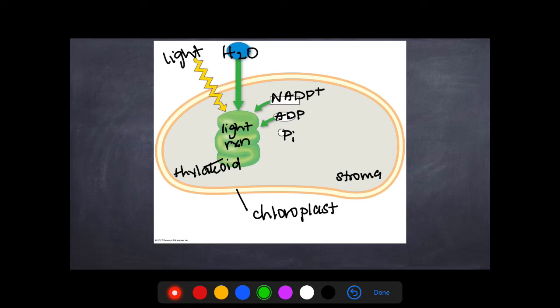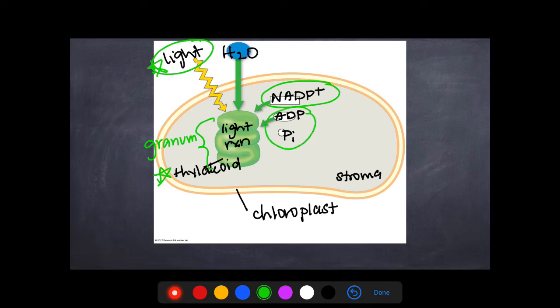So what exactly is happening here? You have a light reaction occurring in the thylakoid, which is like each of these stacks. Remember, the whole stack itself is called a granum. The light reaction uses solar energy from the sun to make ATP and NADPH, which both help supply chemical energy and reducing power to the Calvin cycle.